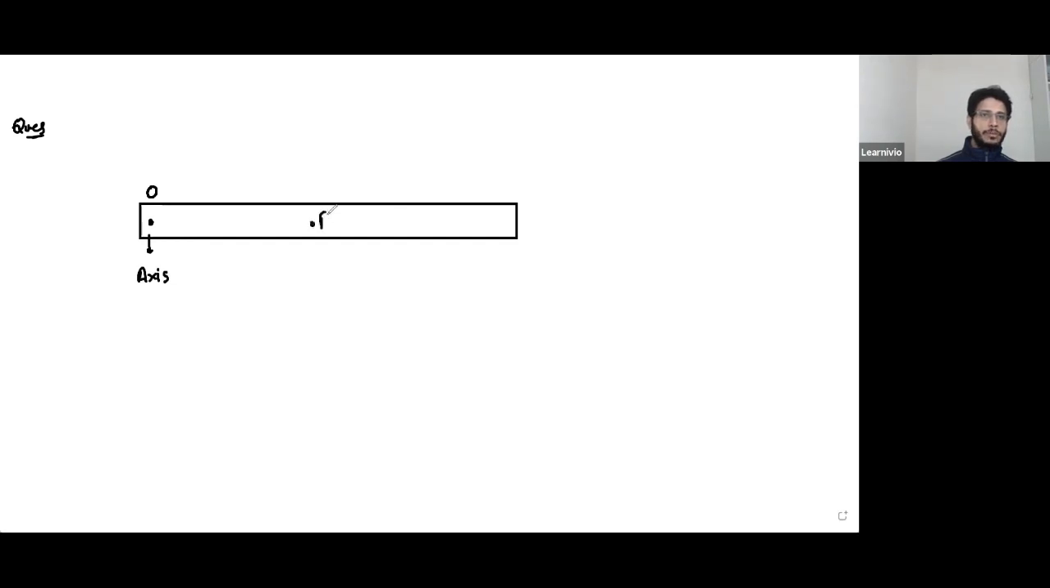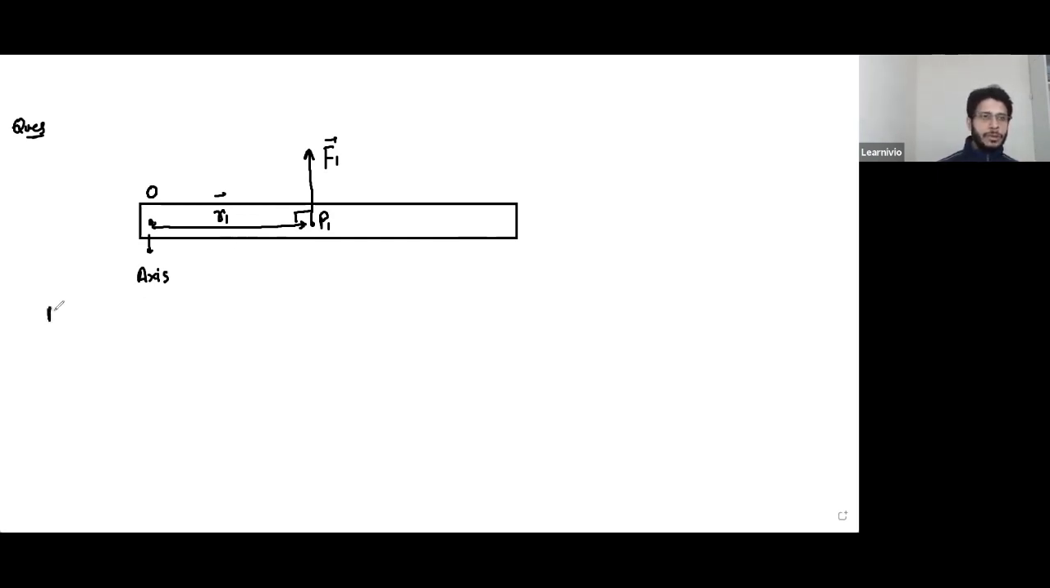I take 2 points, one point P1, another P2. This separation, this much, is R1. Let's do it one by one. Over this point P1, I'm applying one force in this direction. This is force F1. This is perpendicular to R. You're supposed to calculate torque in this case. We will use both the relations, R cross F as well as R F sine theta.